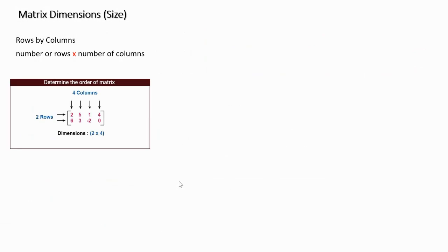Okay, now comes the dimensions. The dimensions are the size. It's always going to be the rows times the columns, rows by columns. For example, here it says determine the order of the matrix. The order or the size means the same thing. There are 2 rows and 4 columns, so the dimensions are 2 by 4.